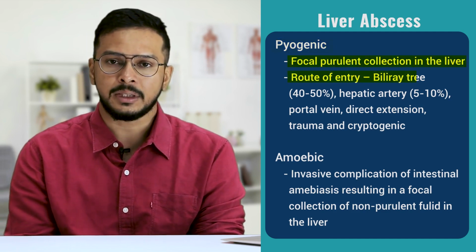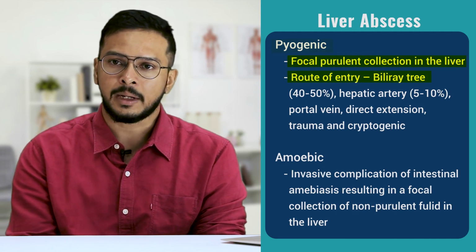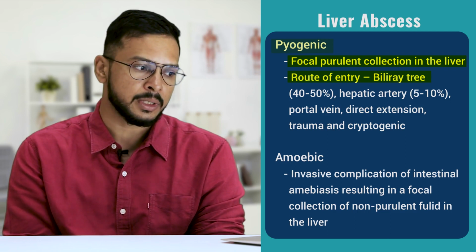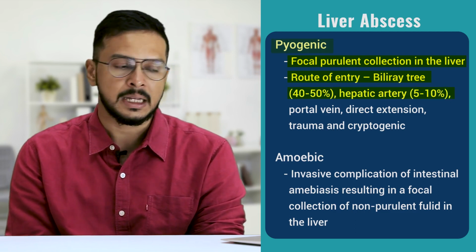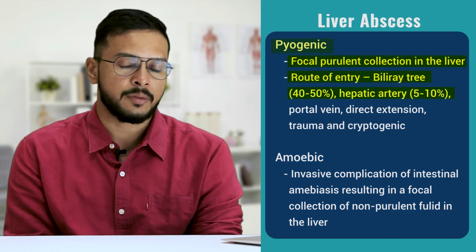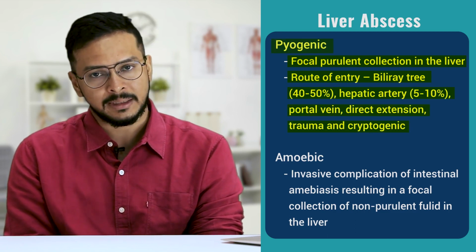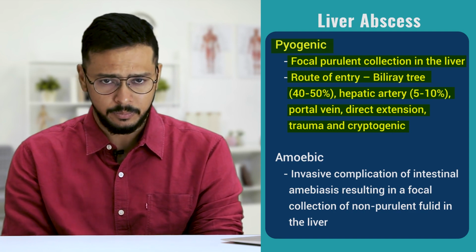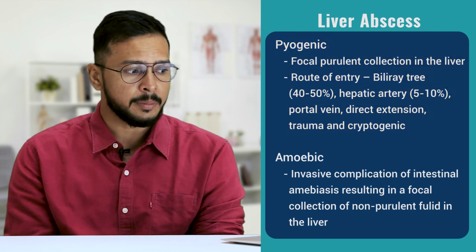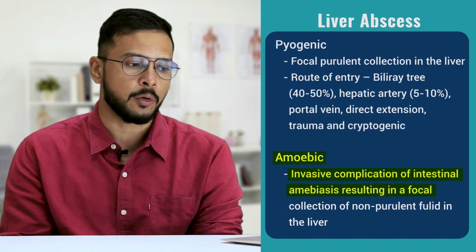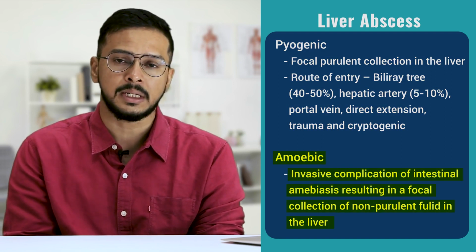There can be different modes of entry for bacteria to the liver, the majority of which enter through the biliary tree, which is 40 to 50%, and through the hepatic artery, which is 5 to 10%, and through the portal vein, and it can also be through direct extension or cryptogenic as well. And the amoebic liver abscess is an invasive complication of intestinal amoebiasis resulting in a focal collection of non-purulent fluid in the liver.